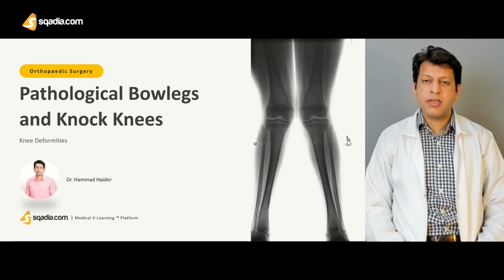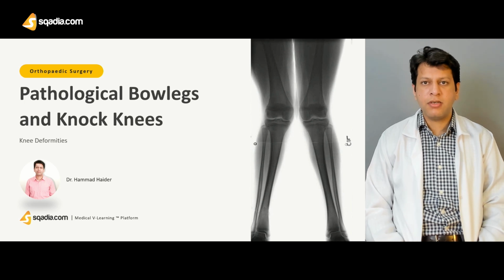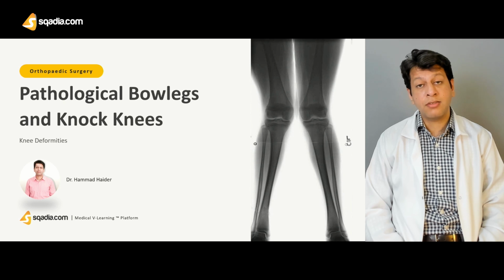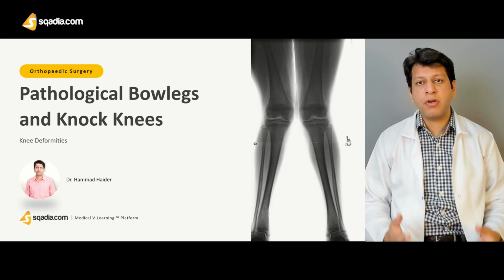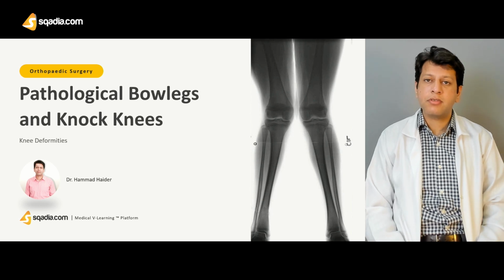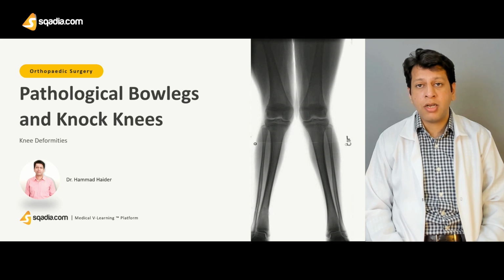Pathological bow legs and knock knees. Now, genu varum is also very common, especially the parents have a concern that our child has bowed legs. Now, as I told you, it's usually physiological up till 2 years of age. Sometimes what happens is parents are concerned and they bring their 1 year or 1.5 year old child.